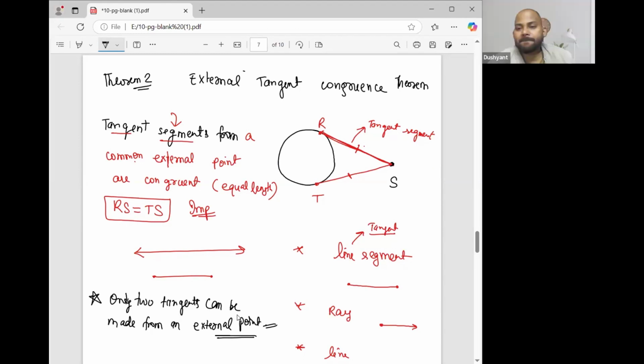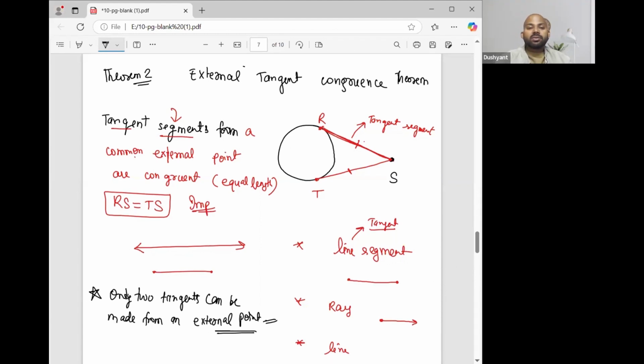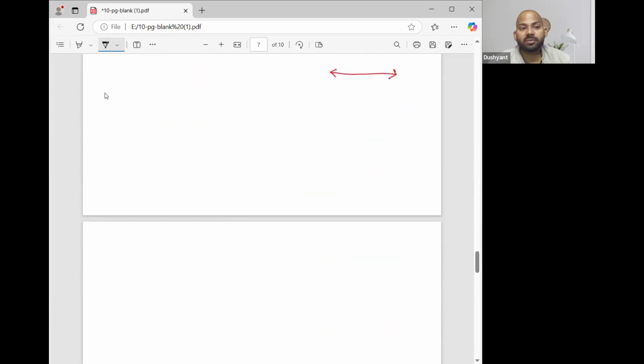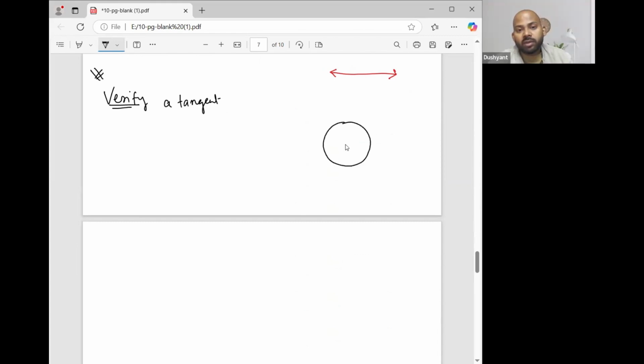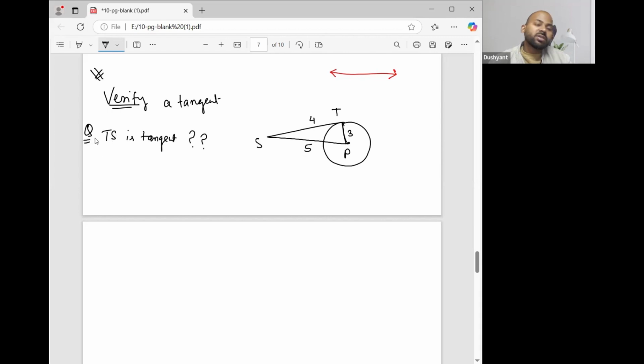Okay, so that's all. One more thing is there, just to verify. We need to verify whether it's a tangent or not. This is my circle and this is the center. Our point T is there. So we need to verify whether TS is my tangent or not. TS is a tangent? This is the question mark. Is TS a tangent or not? Tell me.